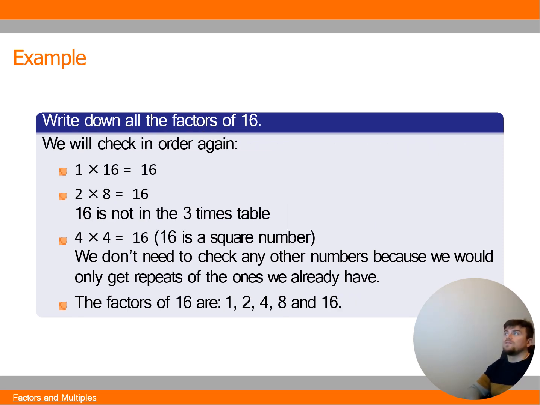So write down the factors of 16. So our factors of 16 are 1 and 16, 2 and 8, 3 times table's not in, 4 times 4. 16 is a square number, and this is something we'll mention more in other sessions as well. We don't need to check any other numbers because we would only get repeats from what we have. So it's all about when our numbers start to get bigger or smaller. The factors of 16 are 1, 2, 4, 8 and 16.